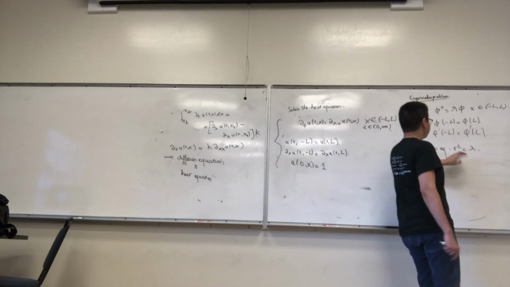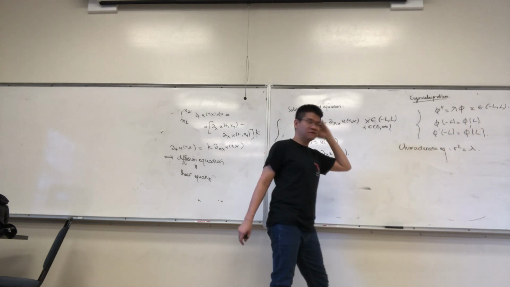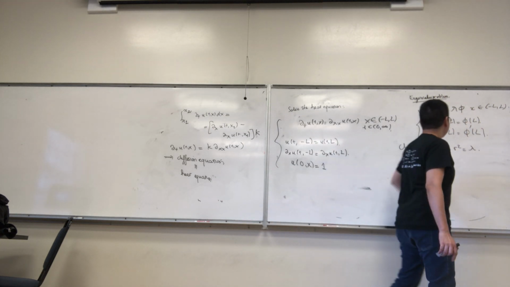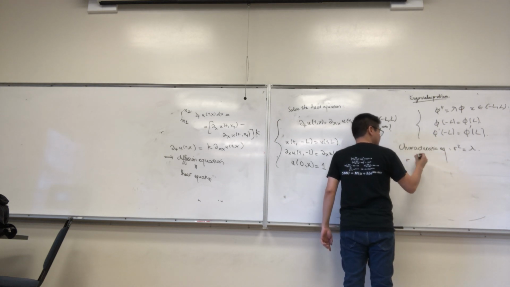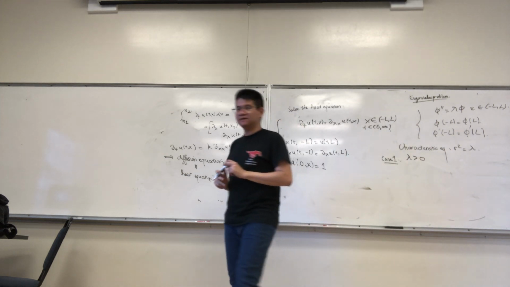Right. So now let us show that this is the Fourier basis. I consider this characteristic equation, case number 1. Lambda is positive. So what happens when lambda is positive?